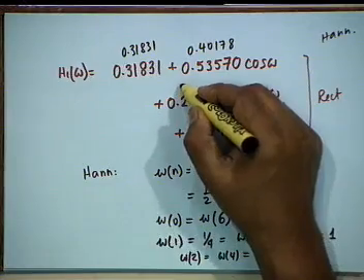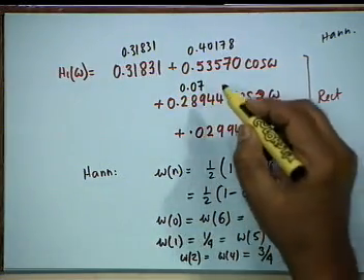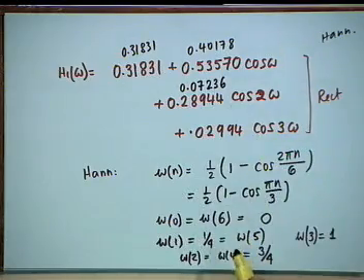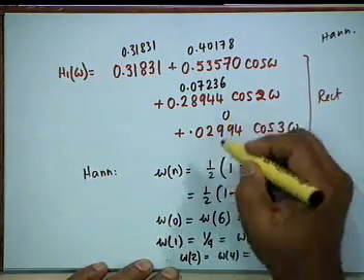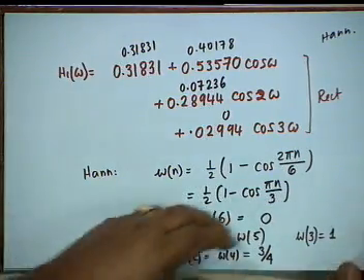Then this will become multiplied by 1 quarter. So, 0.07236, these are the Hann values, and cosine 3 omega shall be 0, the coefficient shall be 0. So, this is Hann, and if you calculate the Hamming, yes, is it okay?